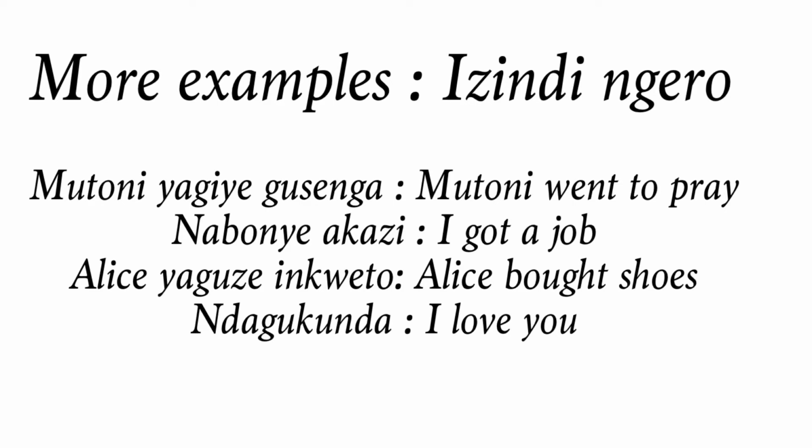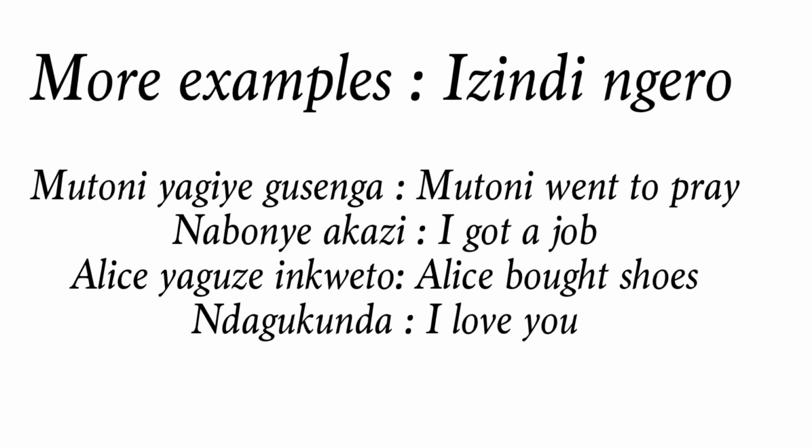And the second example, I got a job, which is nabonye akazi. It's kind of confusing here because that N is nge. If you remember in the previous videos where I explained I as nge, if you didn't watch that video, you would like to go back and watch it for you to understand it well. And that N, it is for nge because it's I. So we say nabonye akazi.